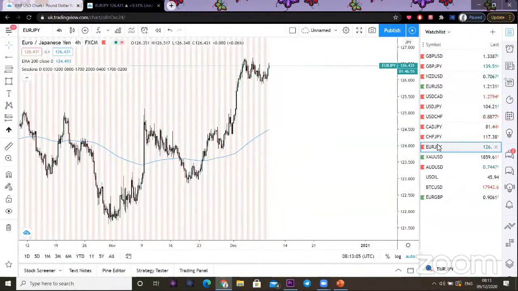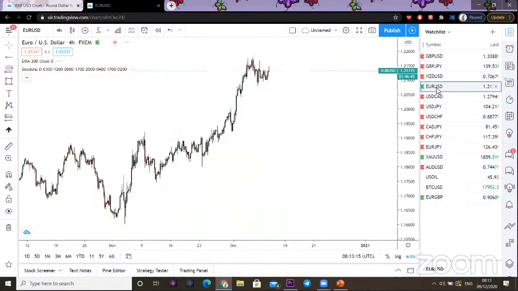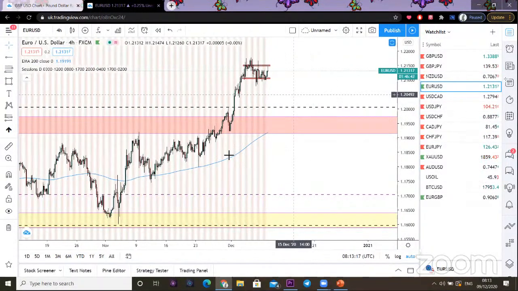I'm only looking for GBPUSD at the moment. I'm looking for a huge sell, huge drop. That's all I'm looking for. GBPUSD.